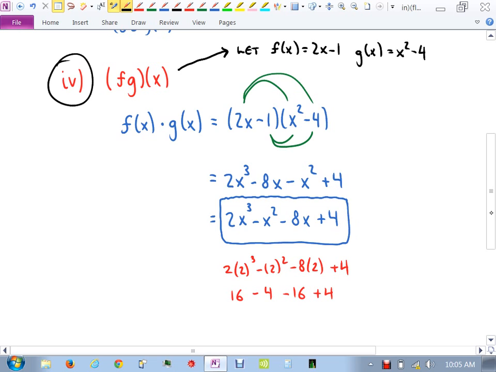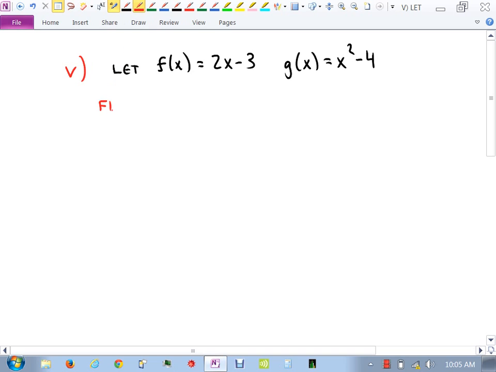All right. So the last thing to talk about is division, right? Did I go too fast or is that all right? You need me to go back? Okay. So just so we're clear, let f of x be what it was originally, which was 2x minus 3, and g of x will stay the same. Now I want you to find f over g of x.